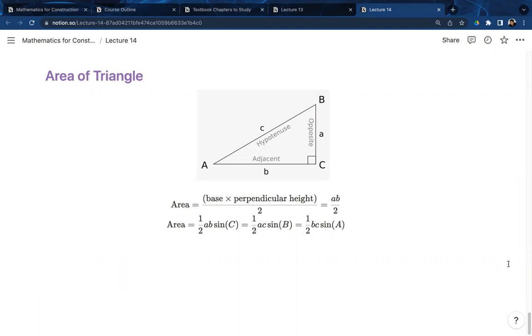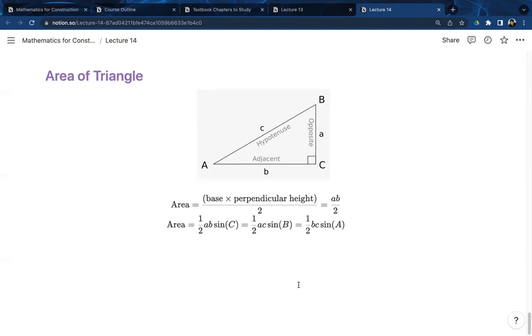So this is a classic formula that will never fail you: base by perpendicular height divided by 2. So that's B by A over 2 in this diagram here. The hypotenuse really doesn't play a part in finding an area. The other two sides will help you out because one is the base and one is the height, because they're 90 degrees to each other.